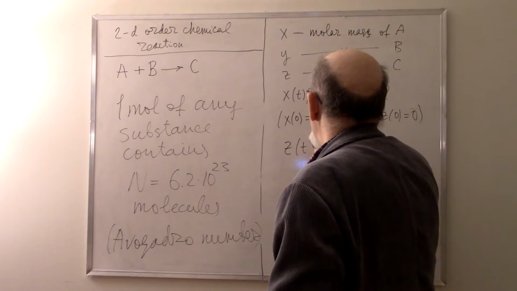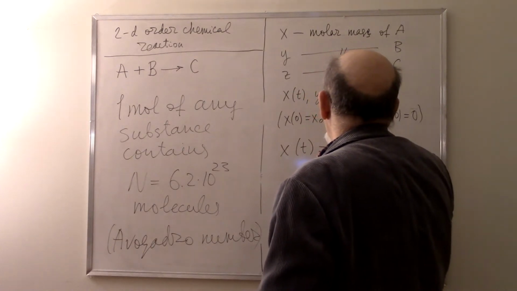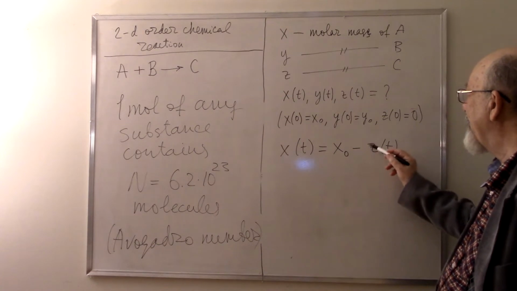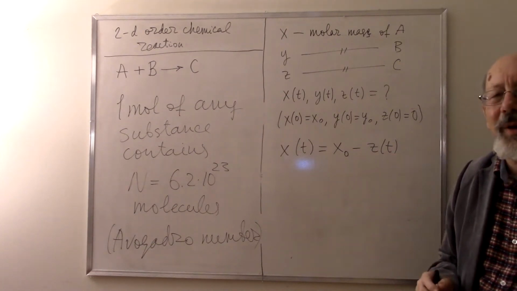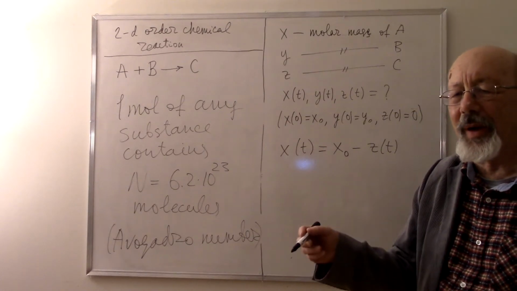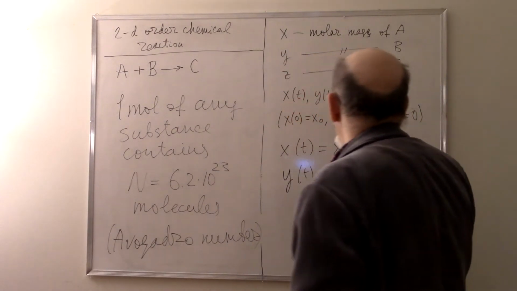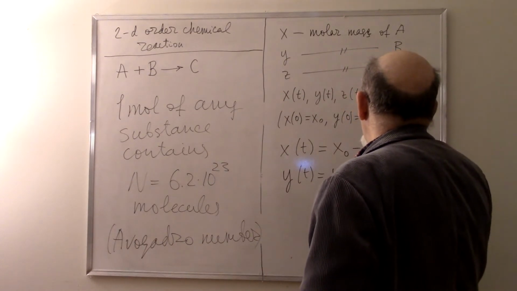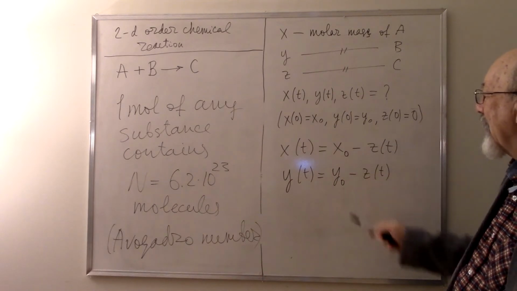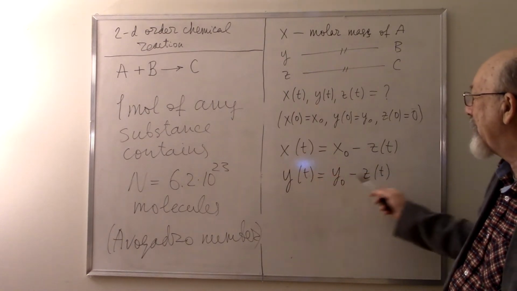And this means that X of t equals X0 minus Z of t. If you form Z of t moles of C, then we have to spend the same number, Z of t, of moles of A, which is reflected here. And Y of t equals Y0 minus Z of t. And therefore, if you know the initial masses of A and B, we can express the mass at every moment of A and B just in terms of Z.